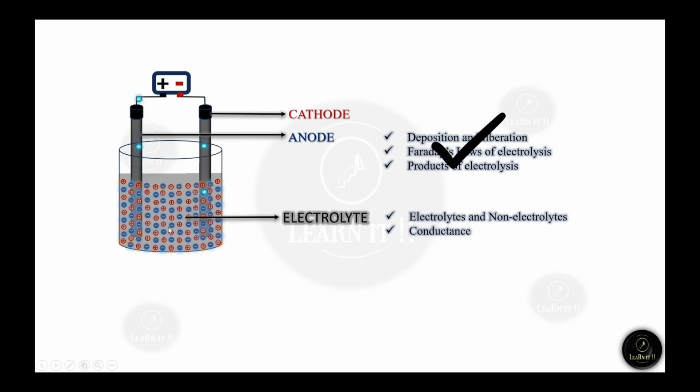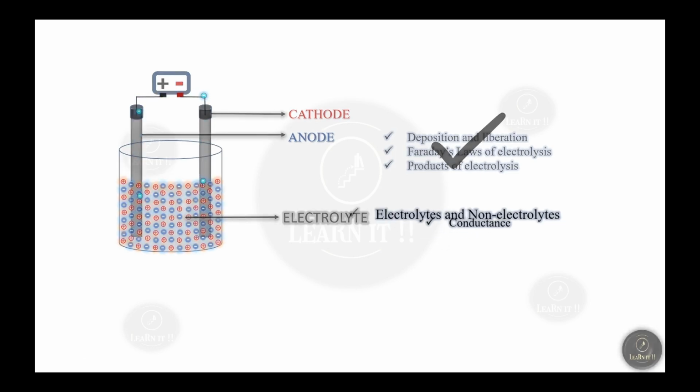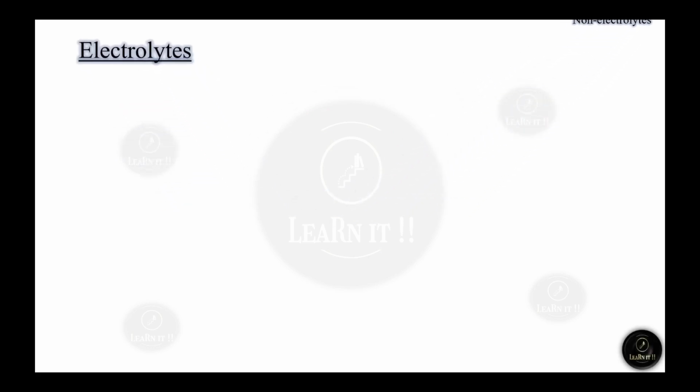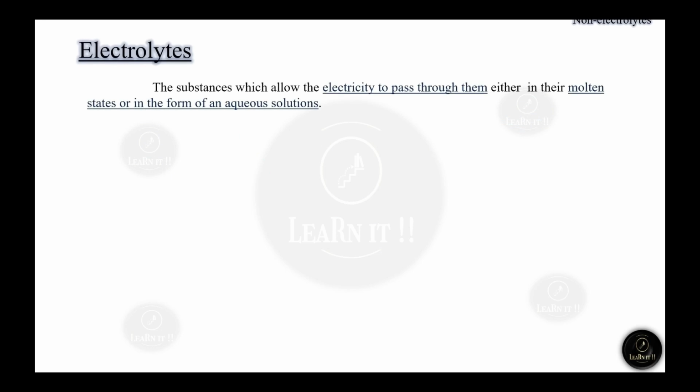Let's look at another part of an electrolytic cell, that is the electrolyte. It is the liquid component of the electrolytic cell. In that we are going to discuss two things: first, electrolytes and non-electrolytes, and second, conductance. First one is electrolytes. What are electrolytes? Electrolytes are the substances which allow electricity to pass through them, either in their molten state or in the form of an aqueous solution.